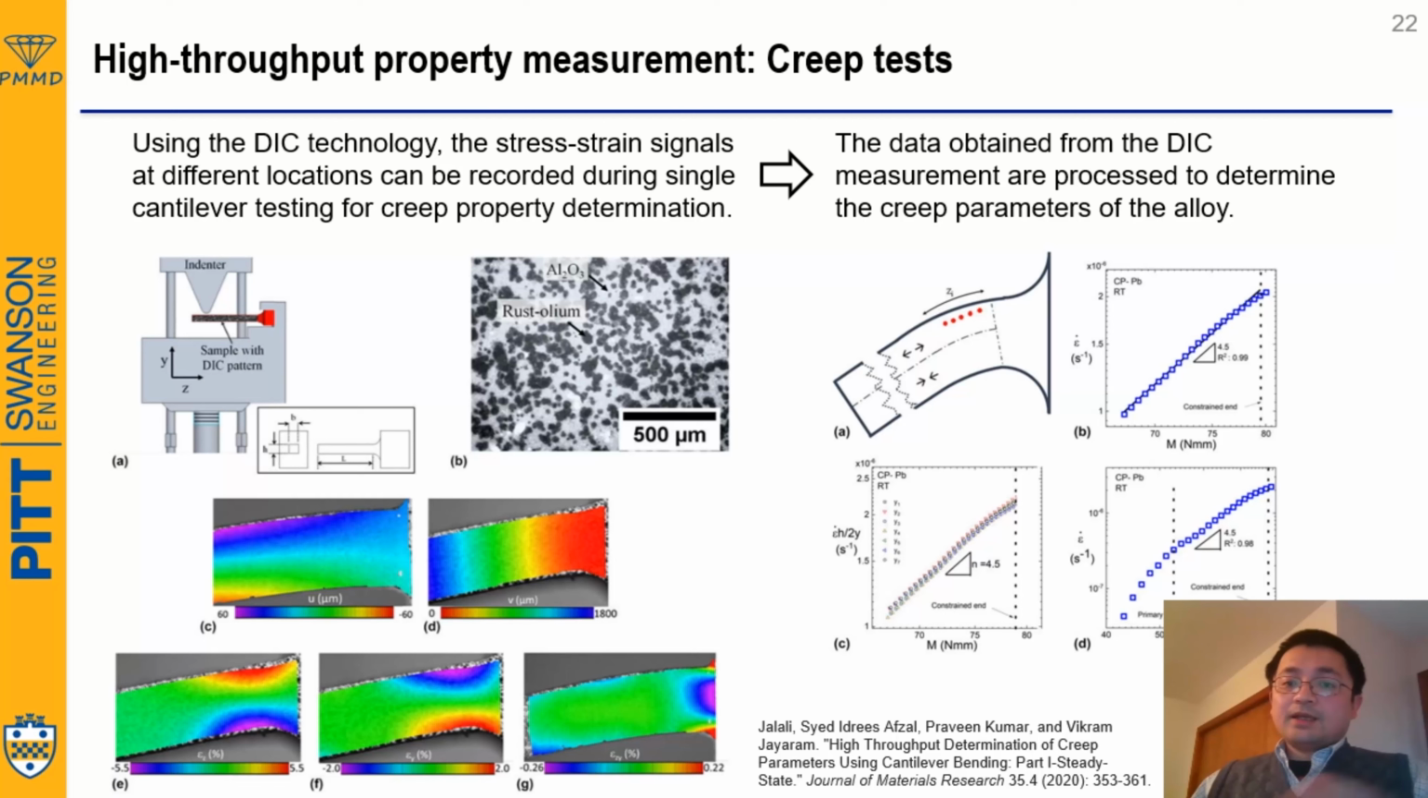And here is another example where people did creep testing. So it's also similar to the indentation method. You actually bend the sample at a high temperature, and then you can develop the measurement through DIC. And finally, you can construct some of the parameters to understand the creep performance of the material.